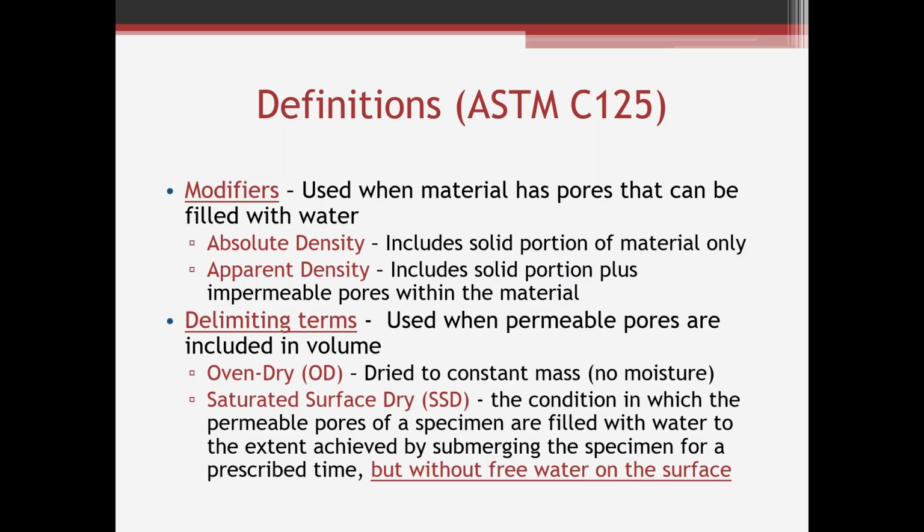Some of the modifiers that we use: absolute density includes all the solid portion of the material only. Apparent density includes the solid portion plus impermeable pores within the material. Some delimiting terms are used when permeable pores are included in the volume. Oven dry density, that's where you stick the aggregate, coarse or fine, whatever, in the oven and dry it back to constant mass so there's no moisture left in it. That's your oven dry density.